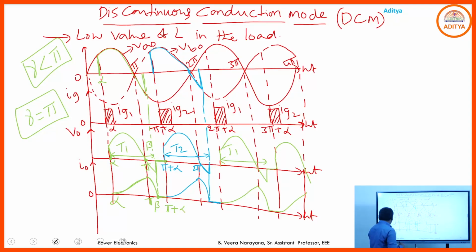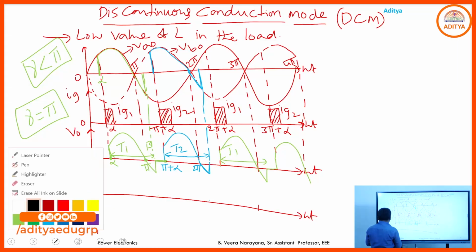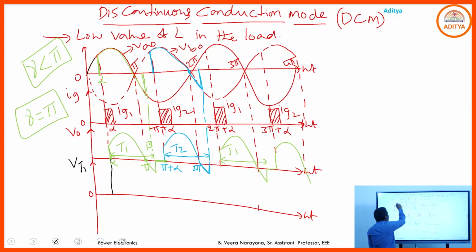If you want to draw the voltage across the thyristors, I just want to draw the voltage across thyristor T1 from 0 to alpha. What is the state of T1? Forward bias. Hence a small portion of the positive pulse will be available across T1.